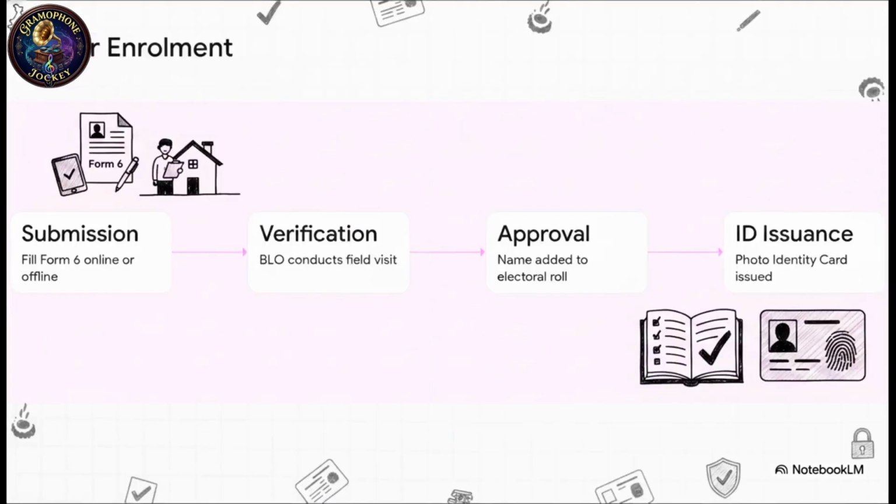But before anyone can actually vote in those systems, they have to get on the electoral roll. And becoming one of those 900 million voters isn't just automatic. It's a really carefully verified, strict process. It starts with submitting Form 6, online or offline. Then, an actual human being, a booth-level officer, conducts a field visit to verify the information. Actually, scratch that. It's not just a visit, it's an official verification. Only after that approval is the name added to the specific constituency's roll, and the voter is issued a photo identity card. This rigorous process is absolutely crucial to prevent bogus voting and protect political equality.